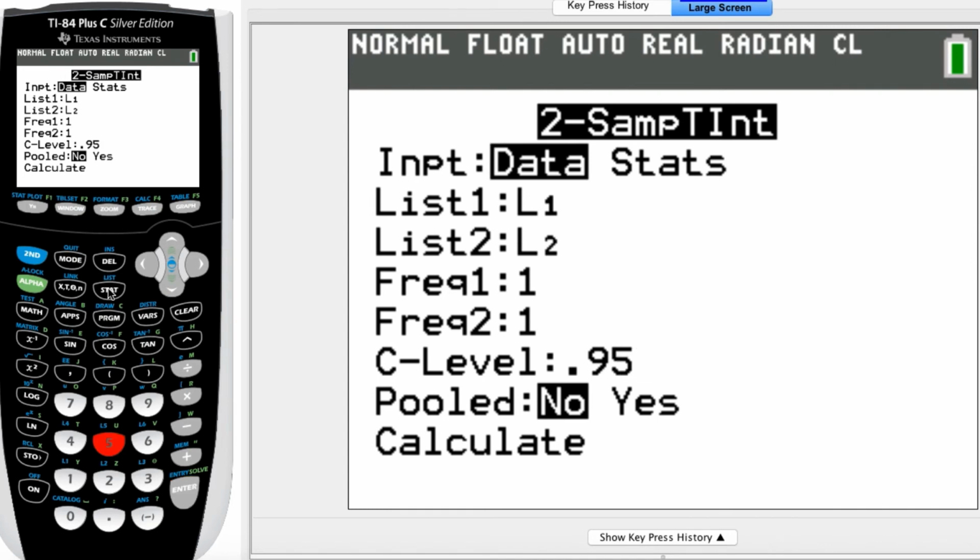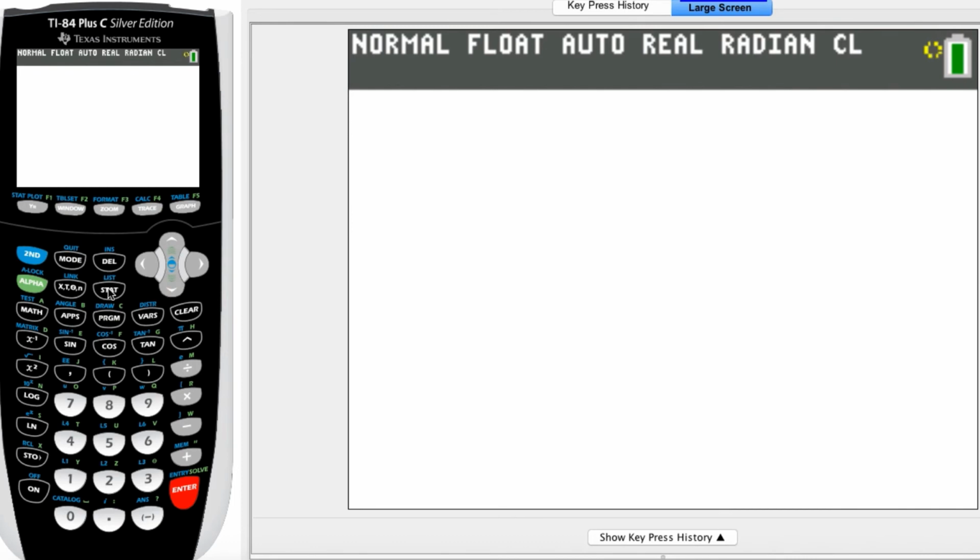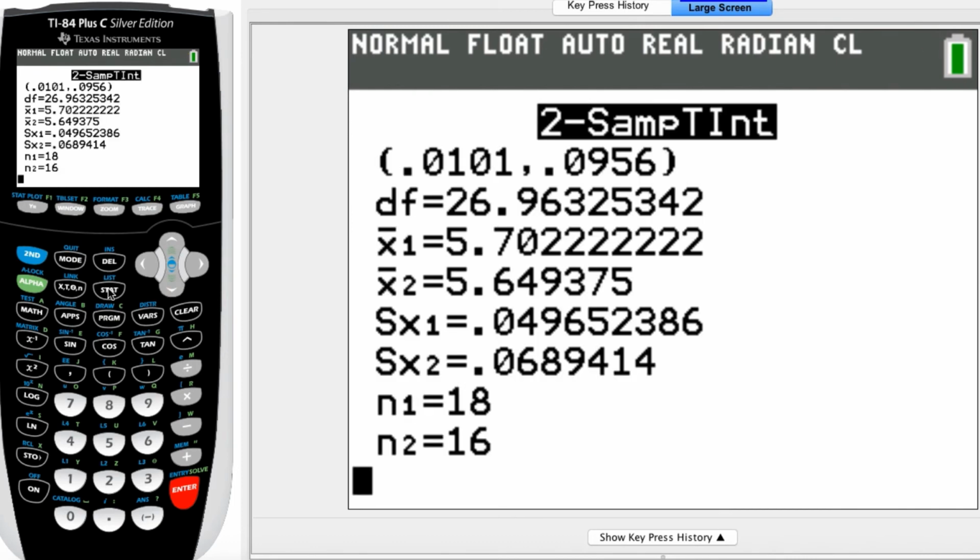Our confidence level needs to be a 0.95. Pooled is still no, as previously discussed, and will be most of the time. And we can go ahead and hit calculate in order to find our 2-sample t interval.